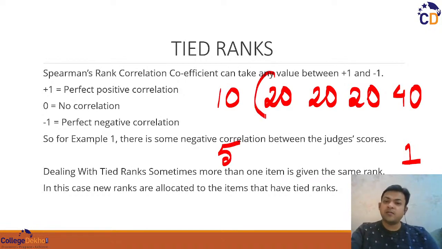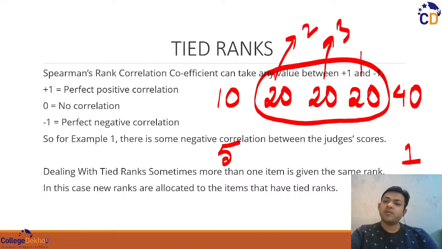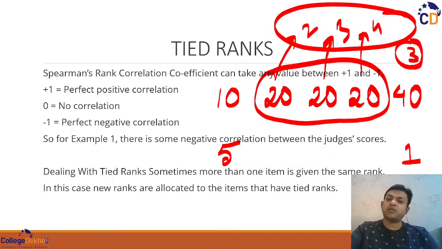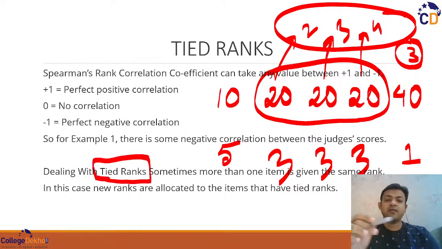Now all these three have a common score, an equal score, so they have to be given an equal rank. One of them should have been 2, one of them could have been 3, one of them could have been 4. So we take the average of these three numbers, which is again 3, and we allot rank 3 to all three of them. So this becomes rank 3, this becomes rank 3, this becomes rank 3. So what are the ranks in this case? It is 1, 3, 3, 3 and 5. Okay, so this is a case of tied ranks, when the ranks are equal to each other. This is how we deal with tied ranks.